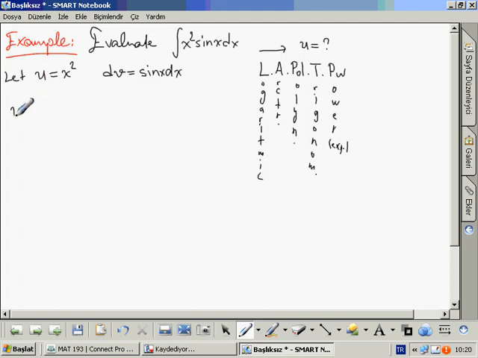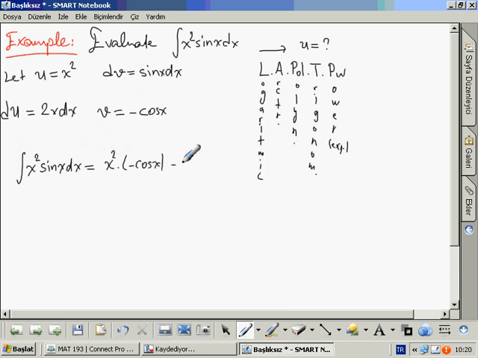If u equals x squared, then ∂u will be 2x ∂x, and v will be minus cosine x, right? After that, by the integration by parts formula, the integral of x squared sin x ∂x equals u times v, which is x squared times minus cosine x, minus the integral of v times ∂u, where v was minus cosine x and ∂u is 2x ∂x.